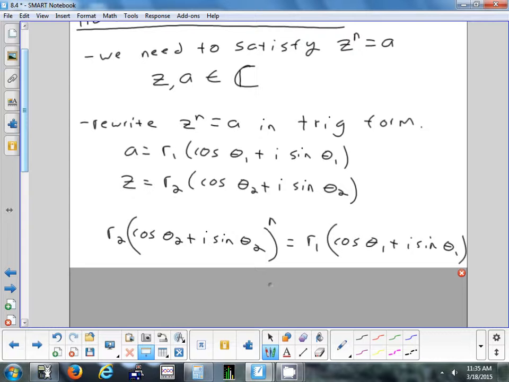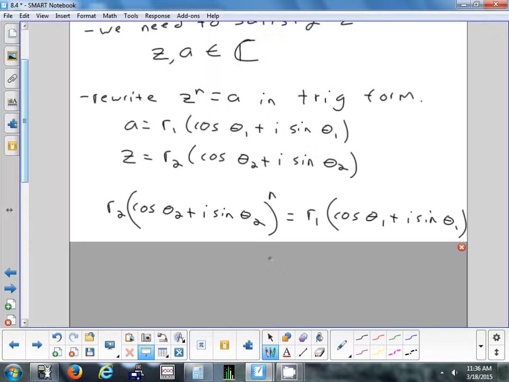On the right, when you're doing a real problem, R1 will be a number. Theta 1 will be a number. N will be a number. The only things in this whole problem that are going to be letters are R2, which will be a variable, and theta 2, which will be a variable. Everything else is going to be numbers.